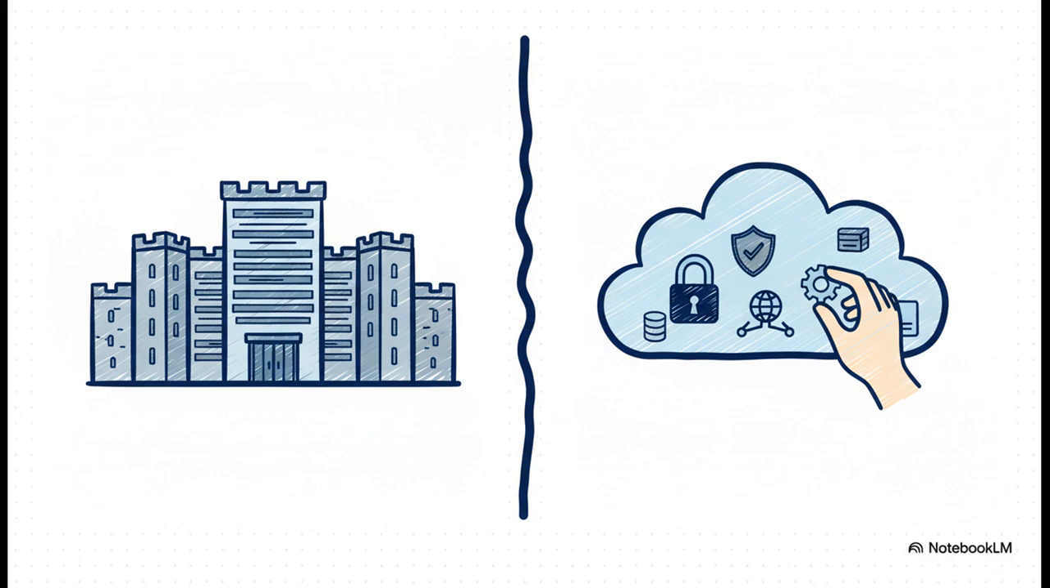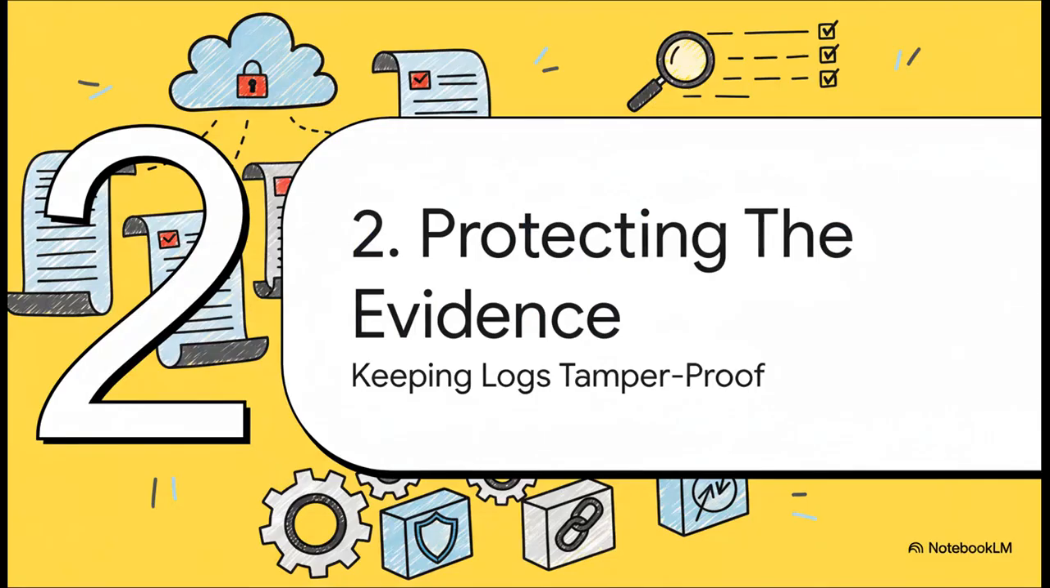But you're responsible for what happens inside that building. How you configure services like CloudTrail, who you give the keys to, and how you protect the data you put there. That's security in the cloud. So, if we're thinking of CloudTrail logs as our surveillance tapes, the first rule is pretty simple. You have to protect the evidence.